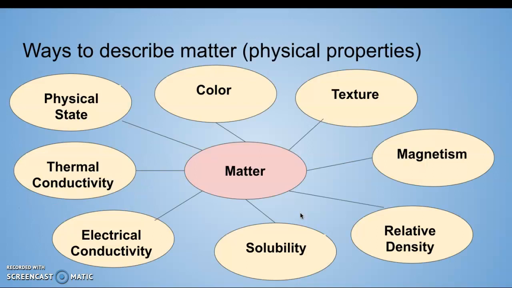There are many different ways to describe matter. In this concept map, I've placed matter in the center. That could be any solid, liquid, or gas. It's going to be the item we're testing. The yellow ovals surrounding matter are 8 physical properties. Now guys, there are many more: mass, volume, temperature, etc. But the ones that you see here in yellow are the ones involved in this investigation.